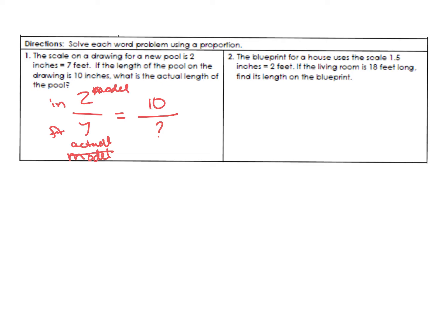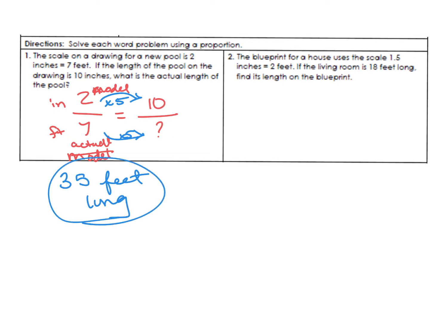Once we have that set up, it's just solving it like we normally do. And again, I'm going to go the easy way. 2 times 5 is 10. So 7 times 5. Our pool is 35 feet long. There's our answer. Number 2, the blueprint for a house uses the scale 1.5 inches equals 2 feet. So inches on top is our model, feet on the bottom is our actual size. So if the living room is 18 feet long, so we're going to put that on the bottom, find its length on the blueprint.